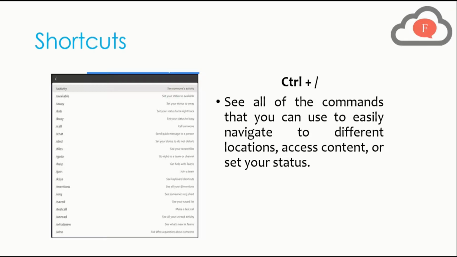With this, we will go into another shortcut that will help you see all the commands that you can use to easily navigate to different locations, access content or set your status. So what's that shortcut? That is Control plus slash. When you click on Control plus slash, you will see certain options like slash activity, slash available, slash away, slash brb. These are the options that help you in navigating through location, content and setting status.